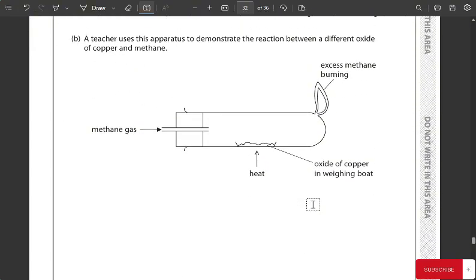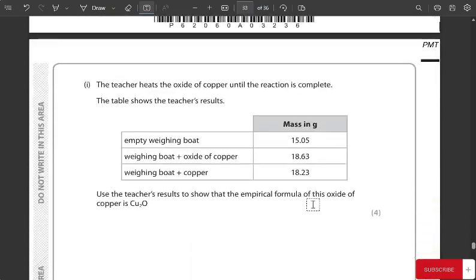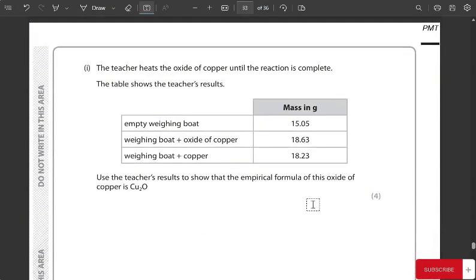The teacher used this apparatus to demonstrate the reaction between a different oxide of copper and methane. The teacher heats the oxide of copper until the reaction is complete. The table shows the teacher's results. Okay, we can see the results from the table. Use the teacher's results to show that the empirical formula of the oxide of copper is copper(I) oxide.